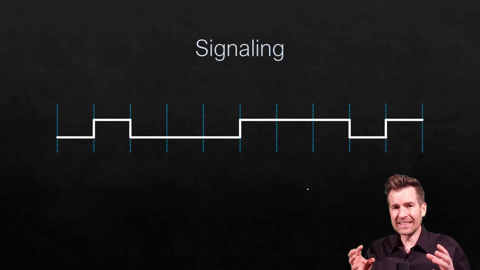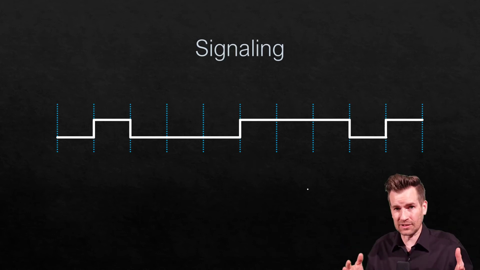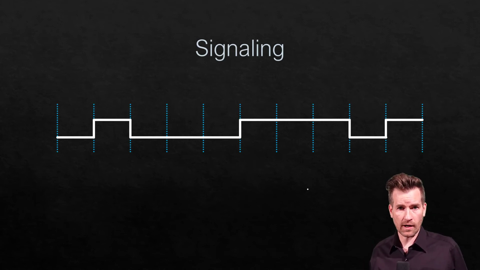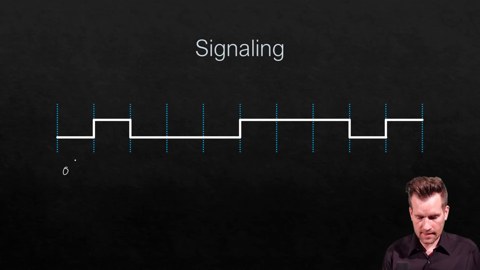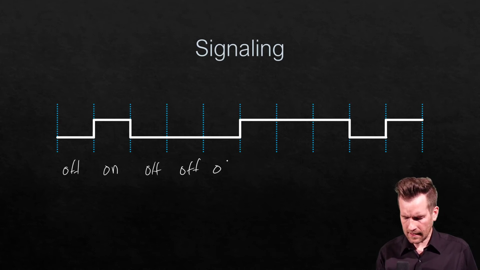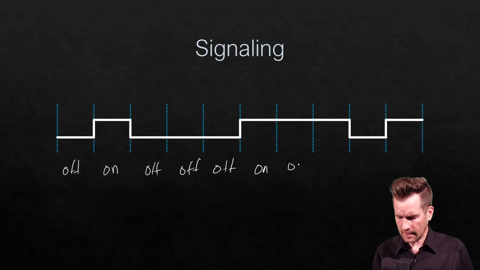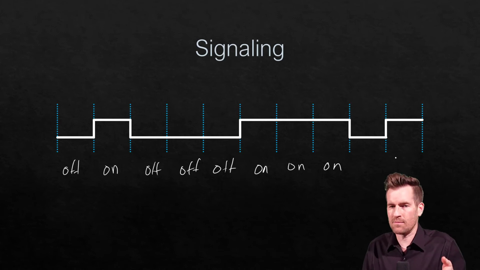So then signaling is actually taking those bits and turning them into some sort of signal that's going to be sent to the other side. So for instance, maybe we're going to go across a copper line. On the copper line, maybe we turn it off and then on, off, off, off, on, on. So you can see that we're sending volts or we're not sending volts. And that could be the way that we're signaling across this cable.